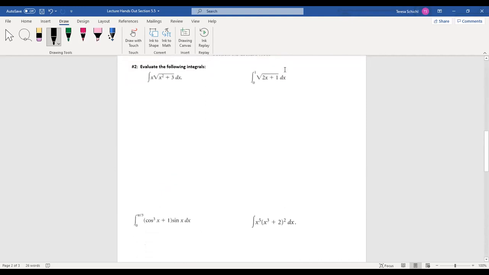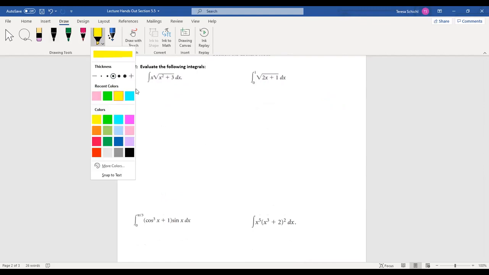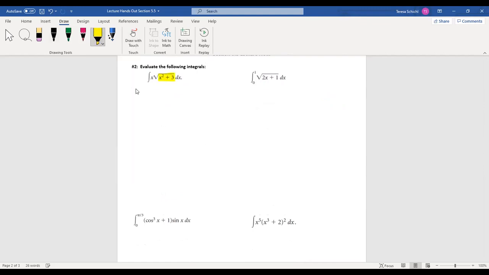Now let's take a look at this one here. The square root is not bad. Square root is the 1/2 power. Then I have this x squared plus 3 inside. So which one probably will give me trouble? I might want to make x squared plus 3 my u, because I know when I take the derivative, it becomes 2x, which has the potential to match this x dx.